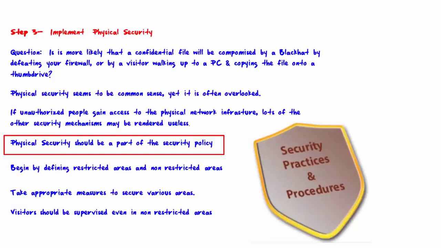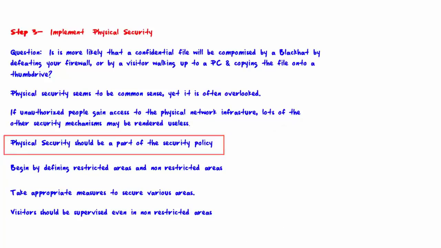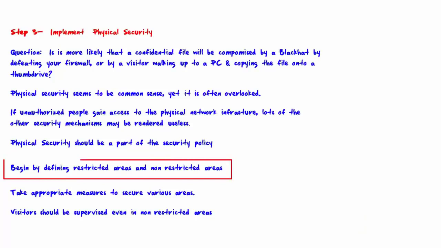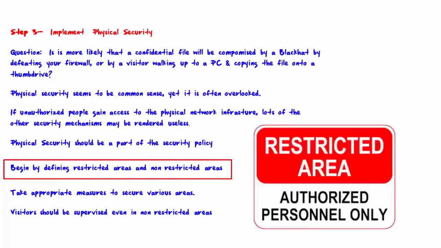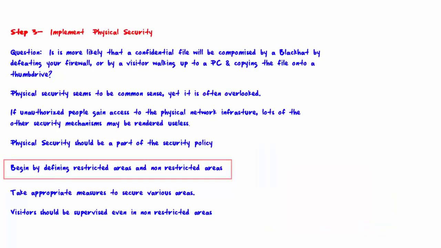Physical security should be made part of your security policy. So make sure that you write that in. Begin by defining restricted areas and non-restricted areas. Obviously, a server room should be a restricted area. Network equipment such as routers, firewalls, patch panels, and cabling should be in a restricted area. Backup media or any equipment containing data should also be stored in a restricted area.